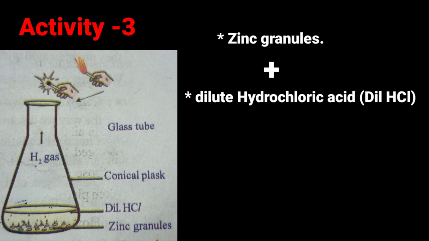Next, third activity. Take a few zinc granules in a conical flask. Add about 5 ml of dilute hydrochloric acid to the conical flask. We observe a gas evolving out. Now keep a burning matchstick near the mouth of the conical flask. The matchstick puts off with a pop sound.